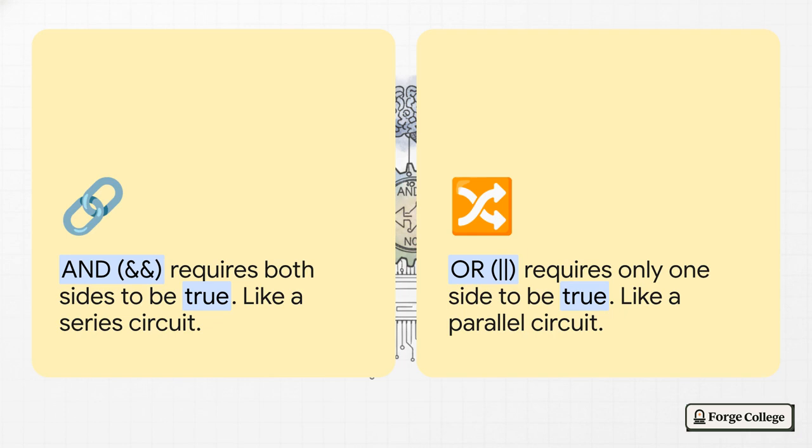On the flip side, we have the incredibly easygoing OR operator, written with 2 vertical pipes. It only needs one side to be true. This is your parallel circuit. As long as just one single switch is closed, the power flows right on through, and the whole statement evaluates to true.